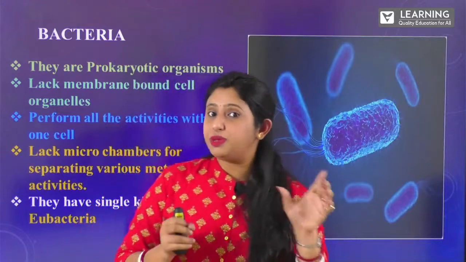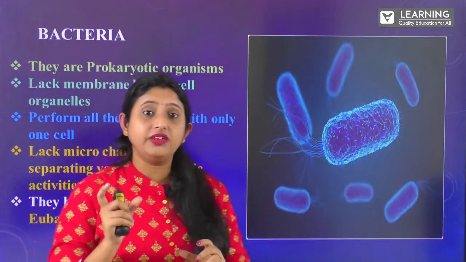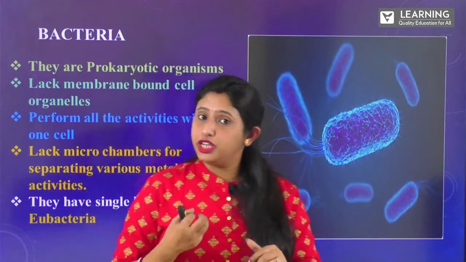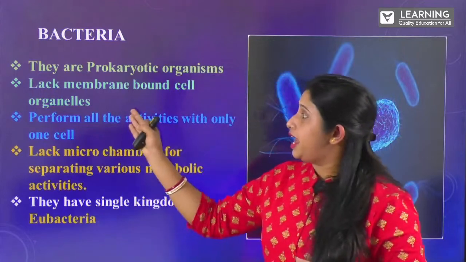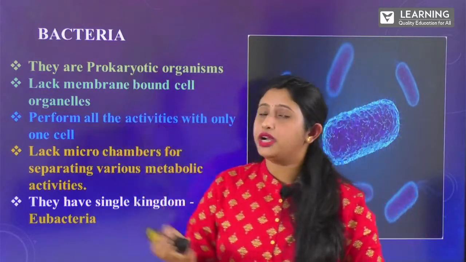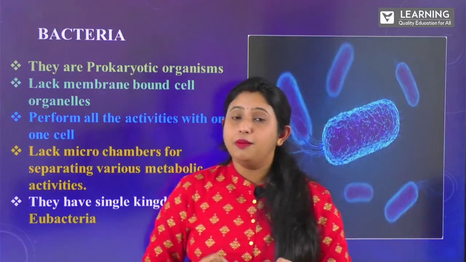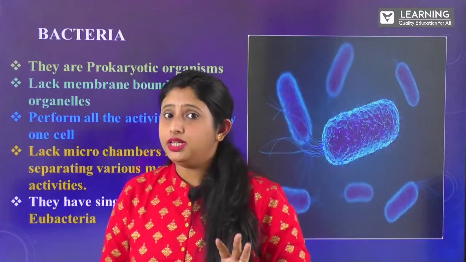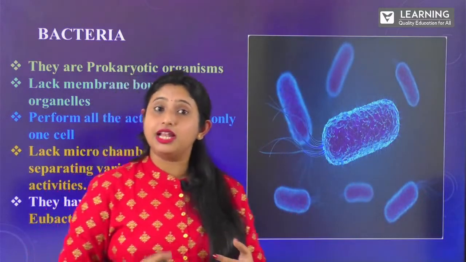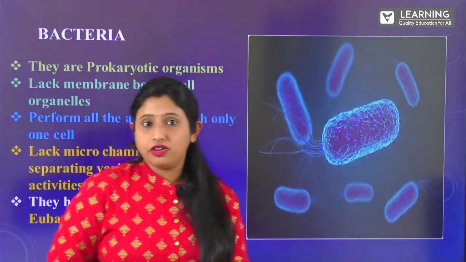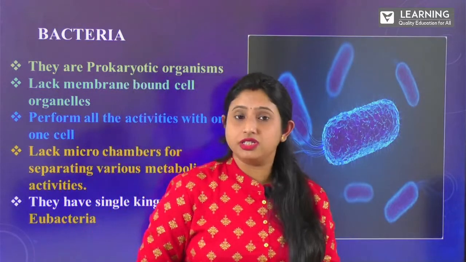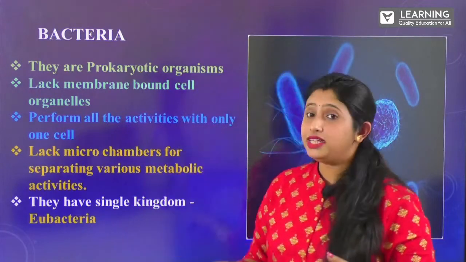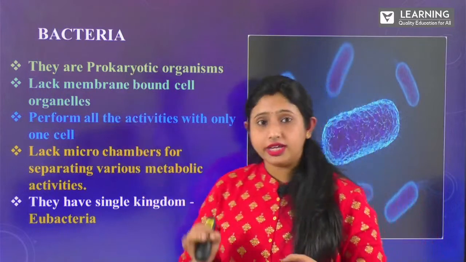Prokaryotic, pro means primitive, and karyon means nucleus. So they have a primitive nucleus. Next is they lack the membrane bound cell organelles. They do not have proper membrane bound cell organelles. So you know what are cell organelles, right? Inside the cell, you'll have various cell organelles like your mitochondria, ribosomes, Golgi apparatus. All these are the cell organelles. So bacteria lack those membrane bound cell organelles.